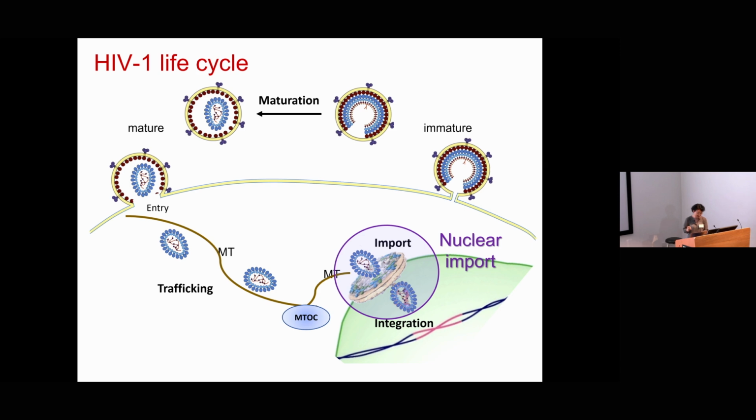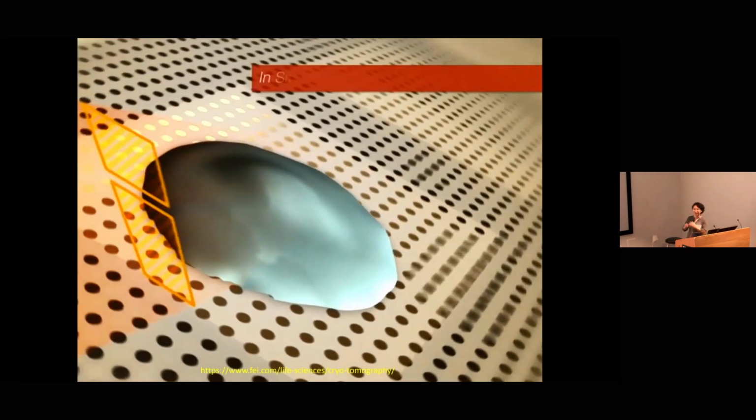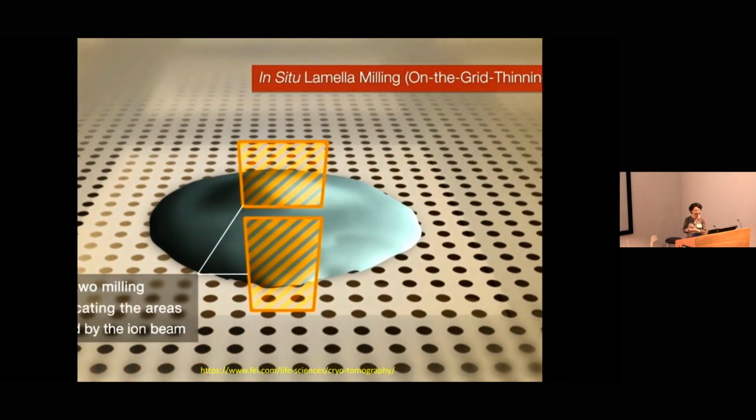Okay, this is all new. Nuclear import is very rare and very, very transient. It's very hard to catch. So we have to develop a lot of ways to overcome this. The first one is we have to look inside the cell. So we use FIB milling, and this is a video taken from some official website.